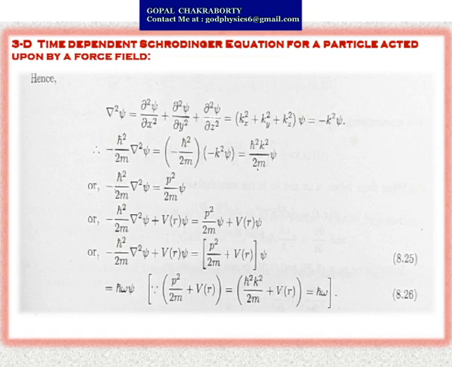So in the left hand side, if you operate the operator minus h cut square by 2m grad square plus V over psi, that will give you the value p square by 2m plus V over psi. So p square by 2m plus V equals h cut square k square by 2m plus V, that means equals h cut omega. So ultimately you will get h cut omega into psi.